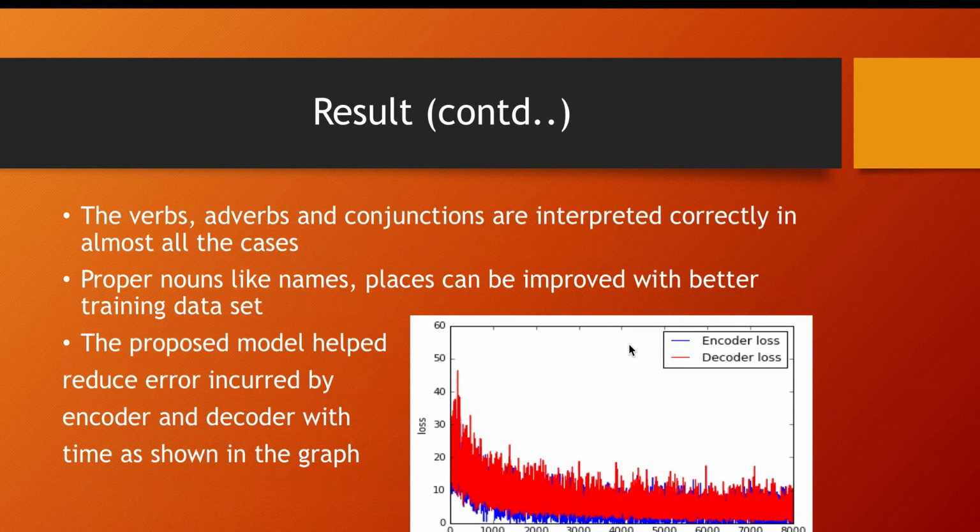So as can be seen, the verbs, adverbs, and conjunctions are interpreted correctly in almost all the cases. The proper nouns like names, places can be improved with better training data set. Now, the proposed model helped reduce error incurred by the encoder and decoder with time, which has been plotted in the graph. And as you can see, initially the loss incurred by both encoder as well as decoder was high, but as time passed and the number of iterations increased, the loss in encoder and decoder reduced significantly.